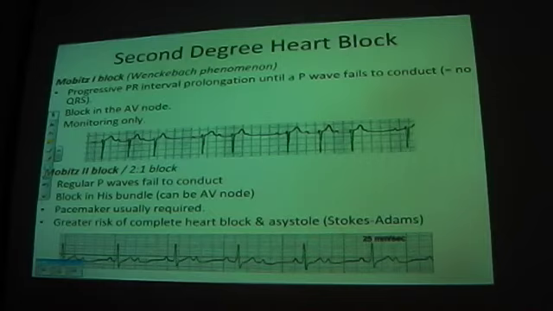Mobitz type 2, on the other hand, here P waves are regularly failing to conduct, and there's usually a block in the His bundle. This is a bit more complicated. The risk of heart block, complete heart block and asystole are considerably higher. So these people usually require referral to cardiology and a pacemaker.